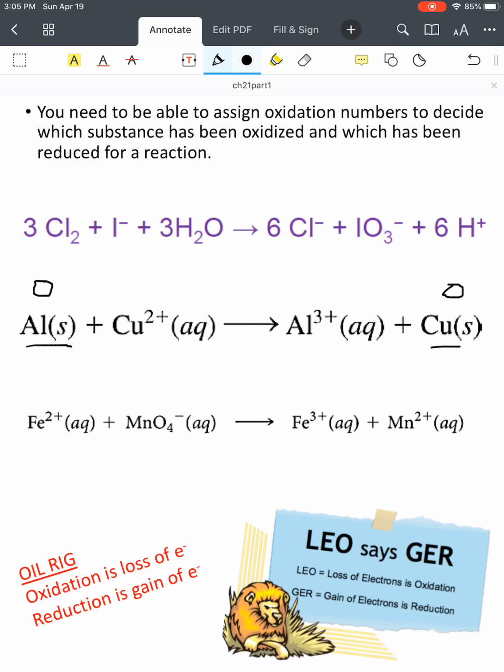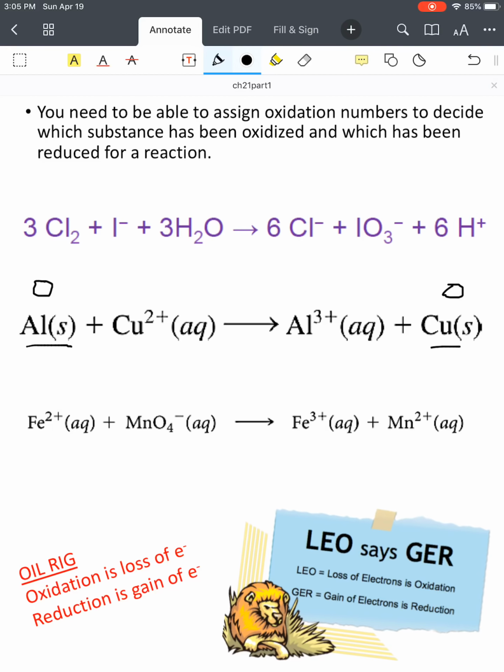I only have 2 other substances to contend with, don't I? The copper 2+ and the aluminum 3+. Now, these are monatomic ions, aren't they? And on that previous slide, we learned that for monatomic ions, their oxidation number is nothing more than their charge. So I can assign the copper a 2+ oxidation state. I can assign the aluminum a 3+ oxidation state. And I'm done.